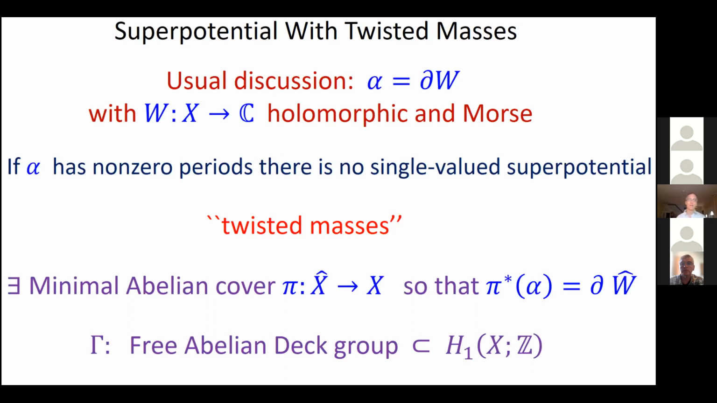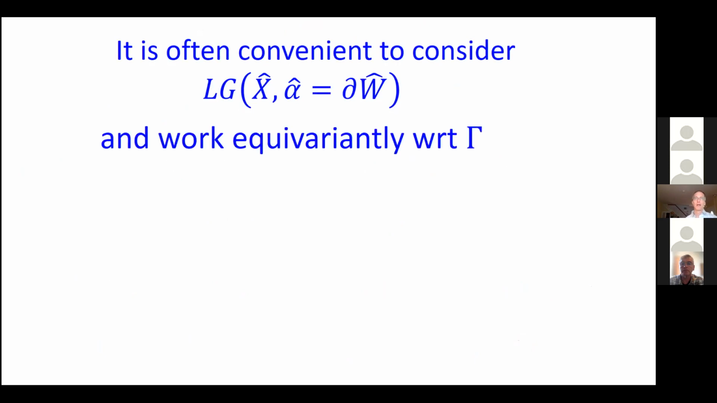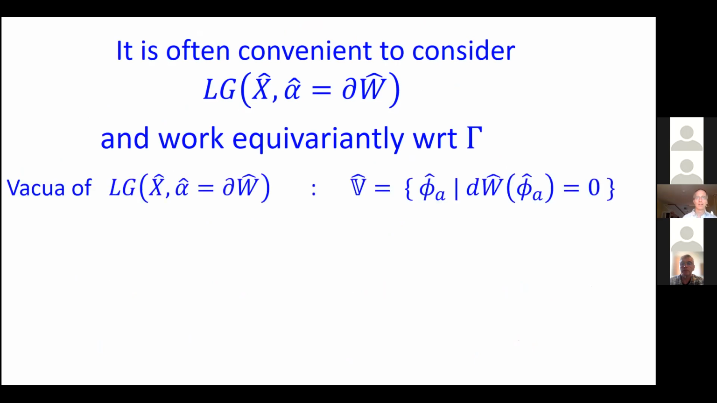And we'll let gamma be the free abelian deck group, which acts on X hat, and the quotient of X hat by gamma is X. And you can think of gamma as a subgroup of the first homology group of X. So it's often useful to consider the Landau-Ginzburg theory, X up on the cover, and then work equivariantly with respect to gamma. And that's how the Novikov ring comes in when we do stuff like that, like the complexes.